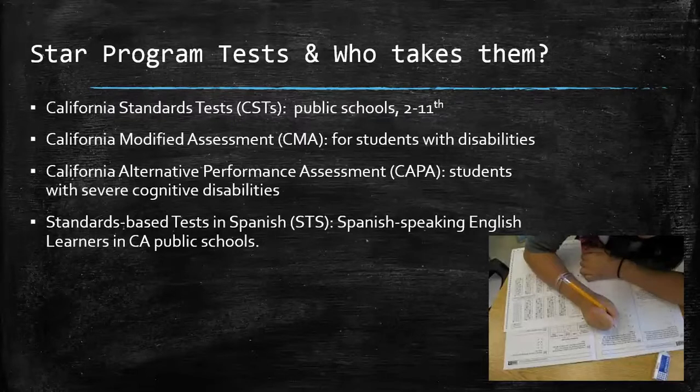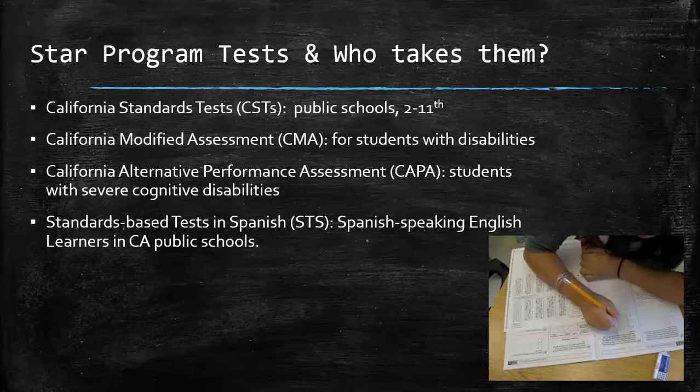The second type of testing provided by STAR is the California Modified Assessment, CMA, and essentially this is the test adapted for students with disabilities that meet state requirements. The third test offered by the state is the California Alternative Performance Assessment, CAPA, and this is for students with more severe, significant cognitive disabilities who cannot take CSTs even with accommodations or modifications.